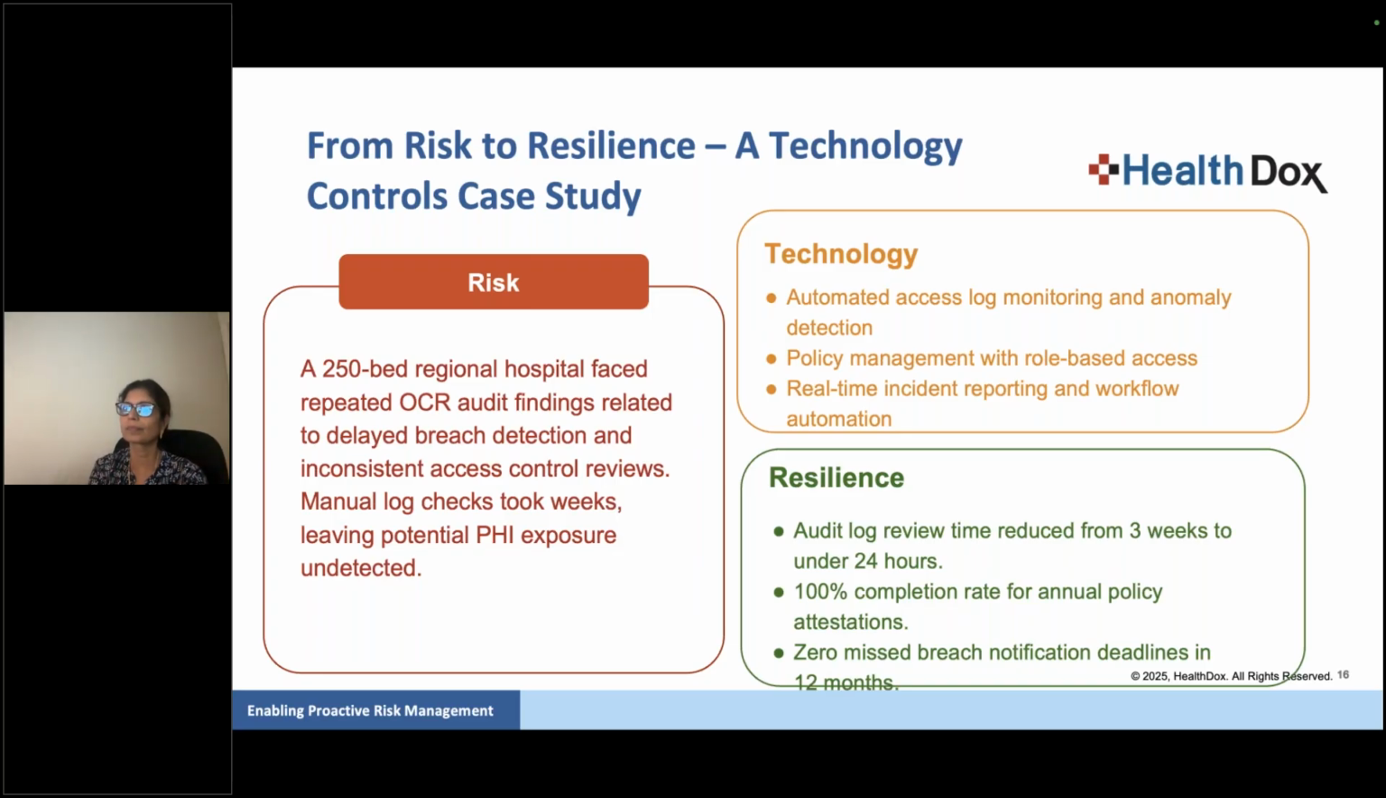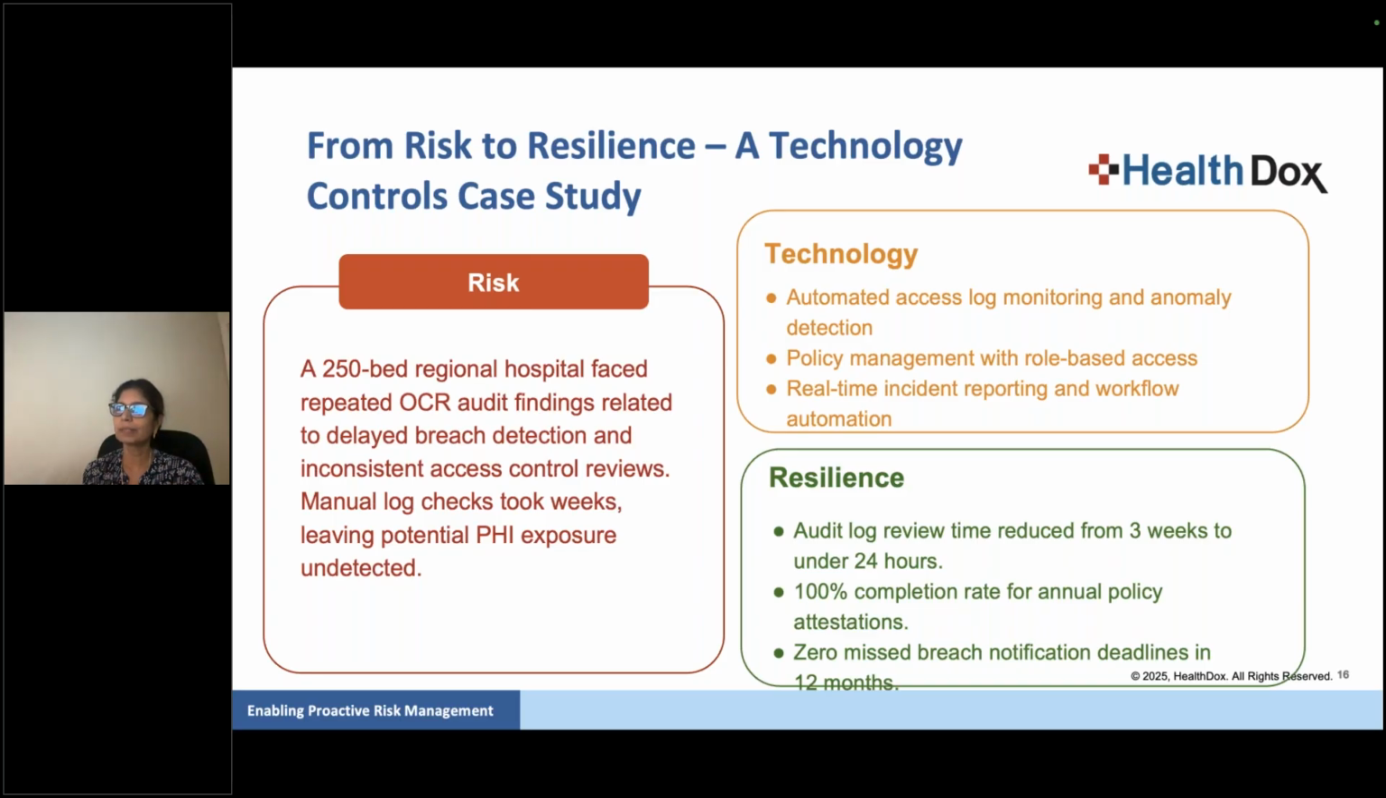So the key is always align your IT controls with organizational policies. This is, by the way, not just a best practice, but a requirement by HIPAA regulations.